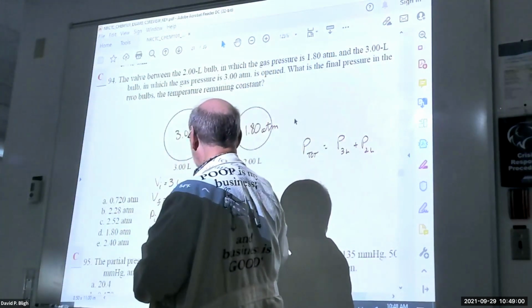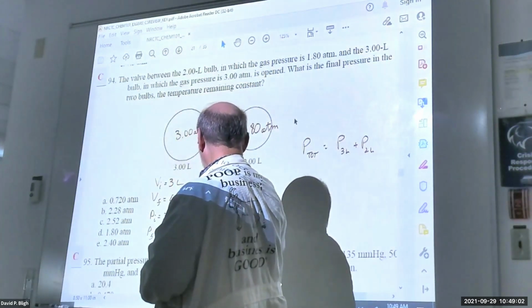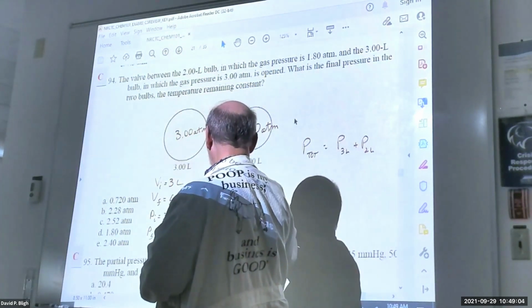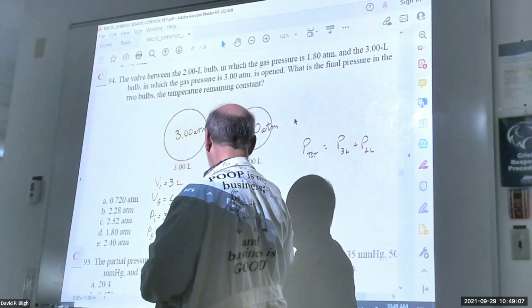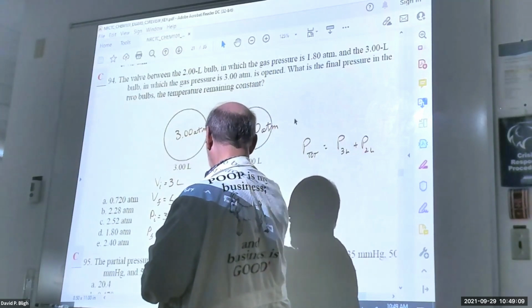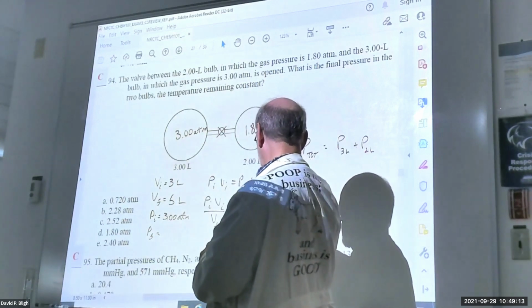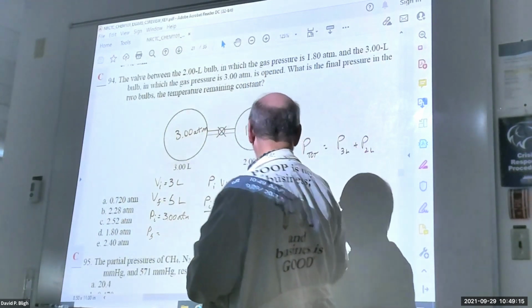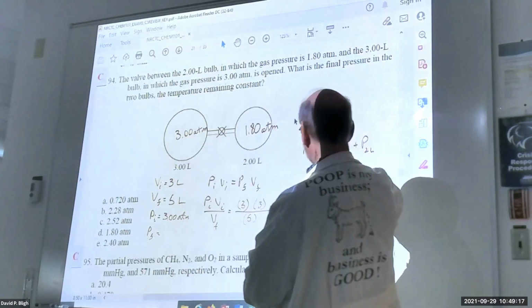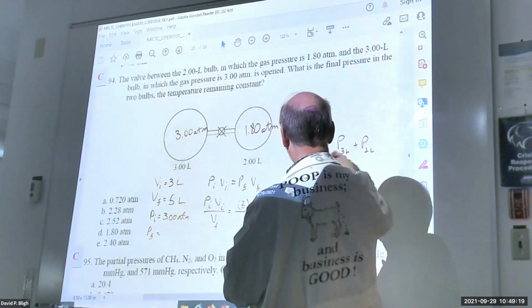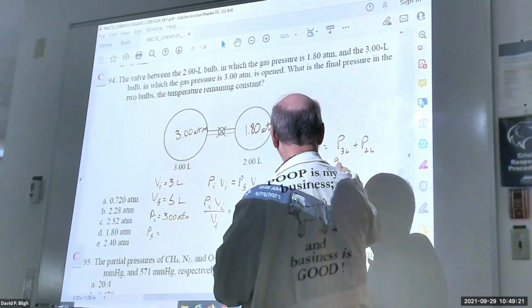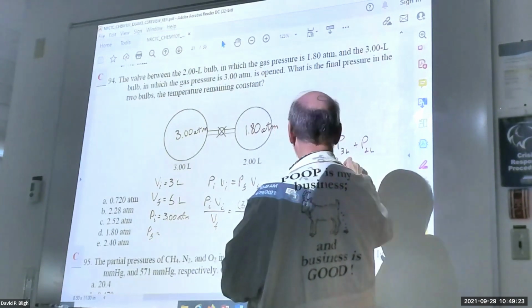Okay, so now we have the initial pressure is 3. The initial volume is 3. And the final volume is 5. So that's what, 9/5? 9/5 for the pressure contributed by this one. 9/5 atmospheres.